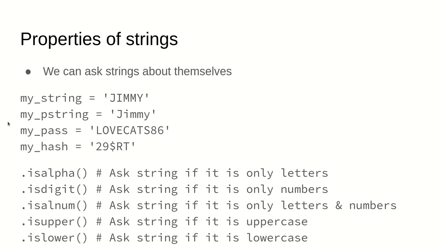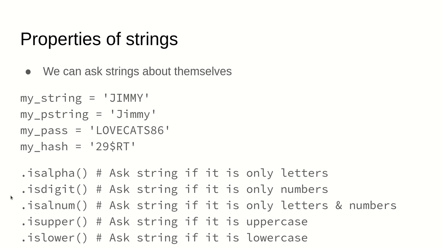So if I called myPass.isAlpha, the result would be false because myPass has some numbers in it. It's not all alphabetical characters. Likewise, myPass.isDigit would return false as well. There are some digits, some numbers in my string there, but there are also some characters that are not digits.